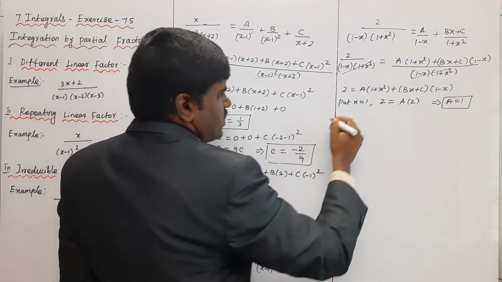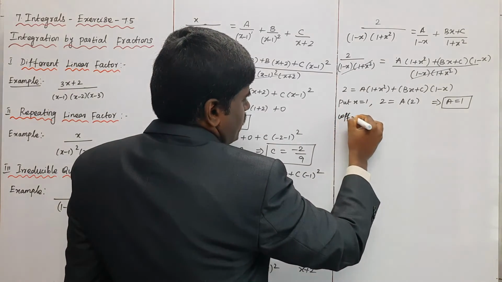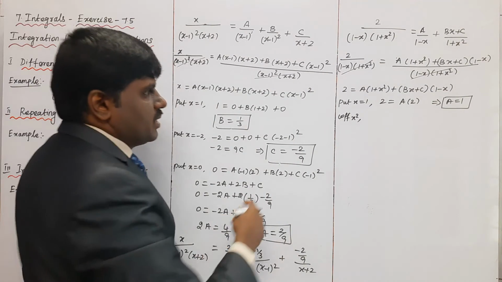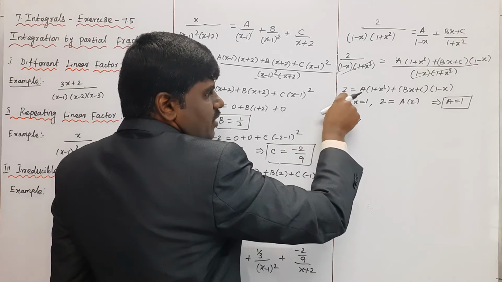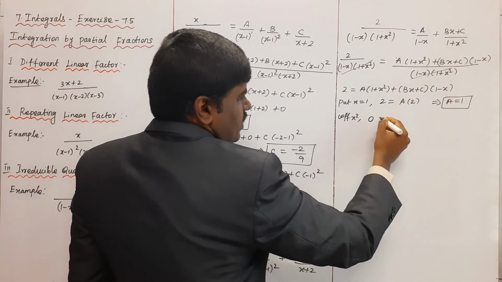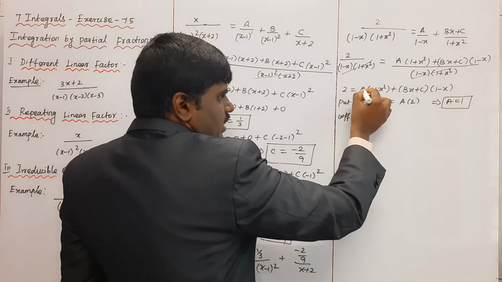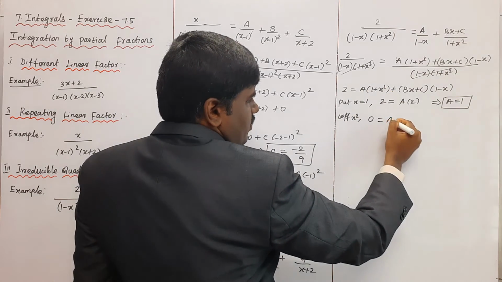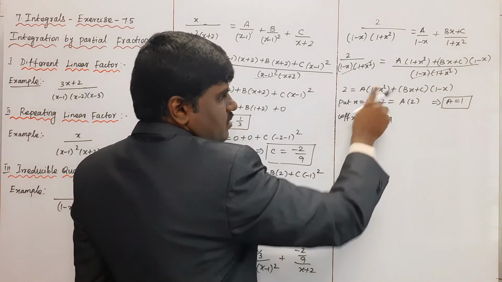What's the coefficient? First I will take the coefficient of x square. What's the coefficient of x square? Here on the left hand side there is no x square term, so I will put 0. Next, what's the coefficient of x square on the right? A plus A x square. So the coefficient of x square is equal to A. Is that clear? A into x square.